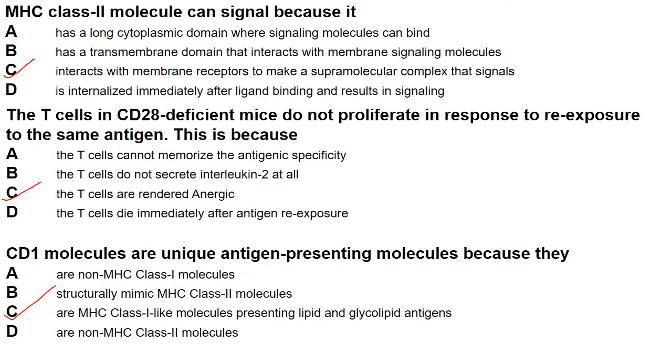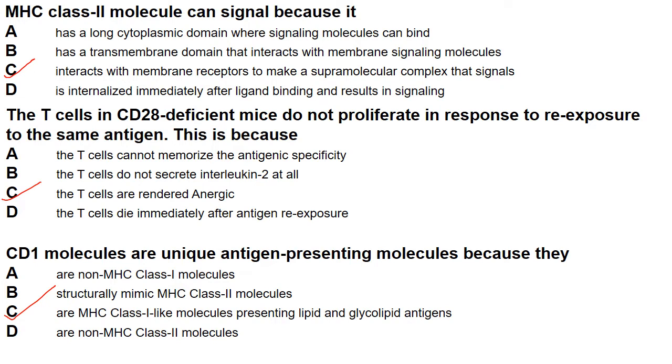Then MHC class 2 molecule can signal because it interacts with membrane receptors to make a supramolecular complex that signals. Answer is option C.